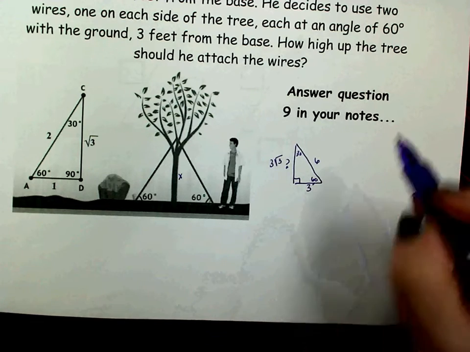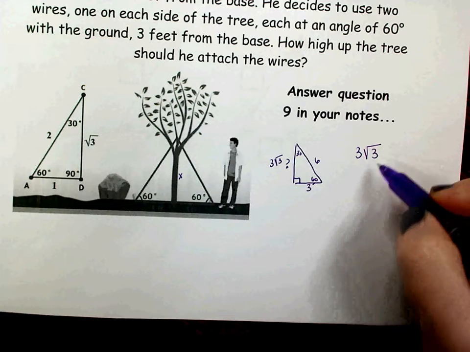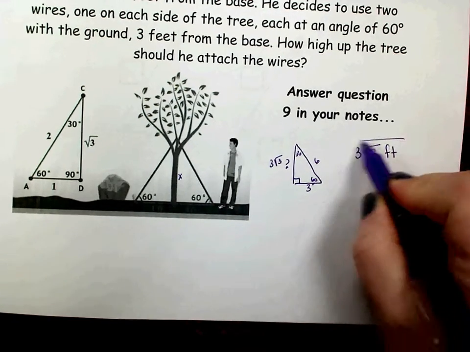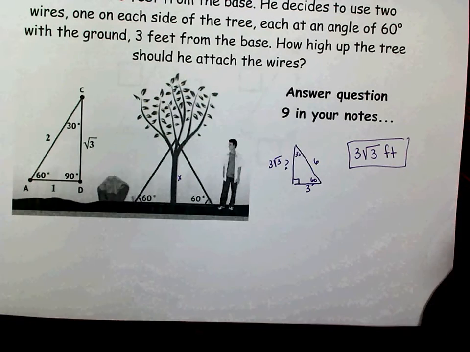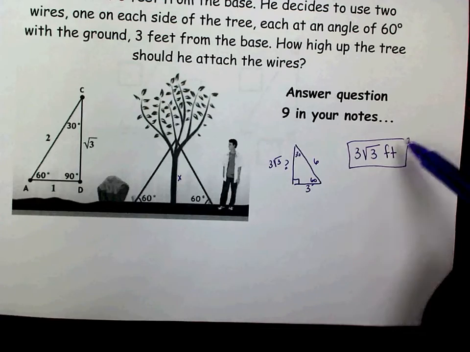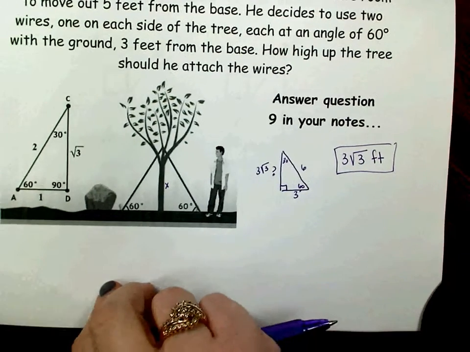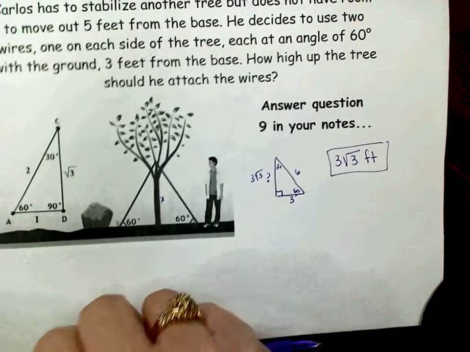So that's how high he needs to attach the wire. 3 square roots of 3, and our units again are feet. So if it gave me a rounding rule, I could put that in my calculator and round it to whatever unit it wants me to. But this is the exact answer, 3 square roots of 3. So let's look at some examples of the 30, 60, 90 triangle.